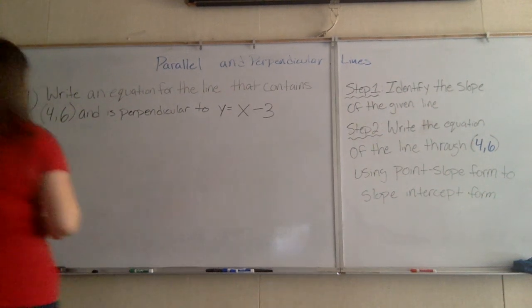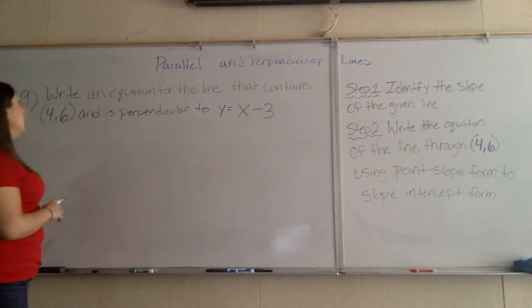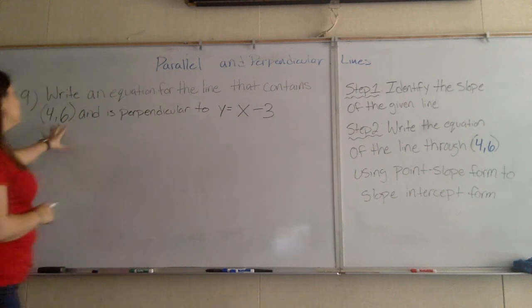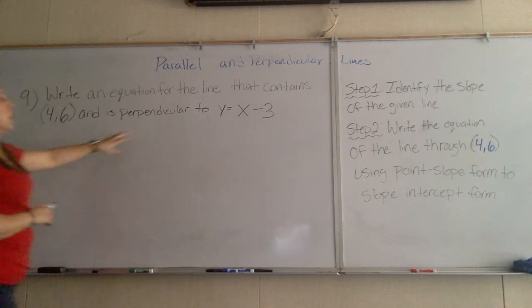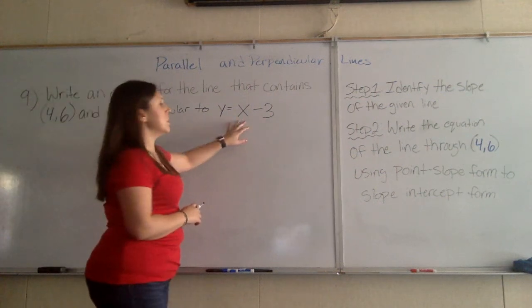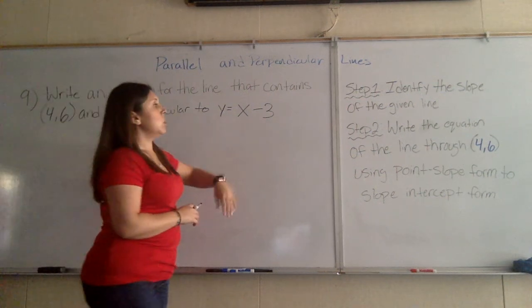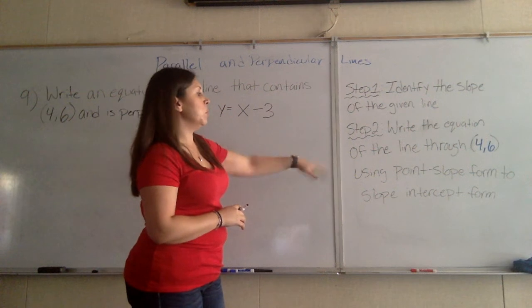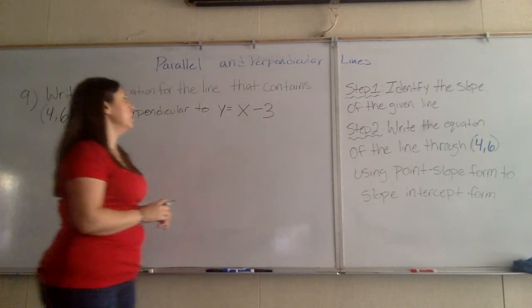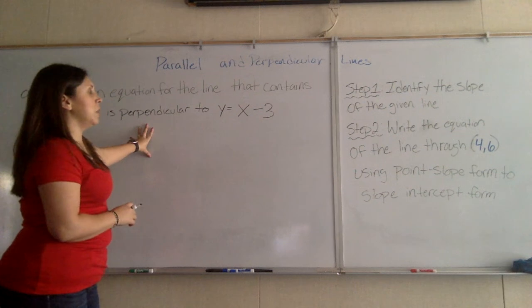So in this question, it's going to be just like question 8. I'm still looking to write an equation for the line that contains the point (4, 6) and is perpendicular to the line y = x - 3. We're still looking for my slope, plugging it into my point slope form, and then converting it into slope intercept form. But first I need to find my slope.